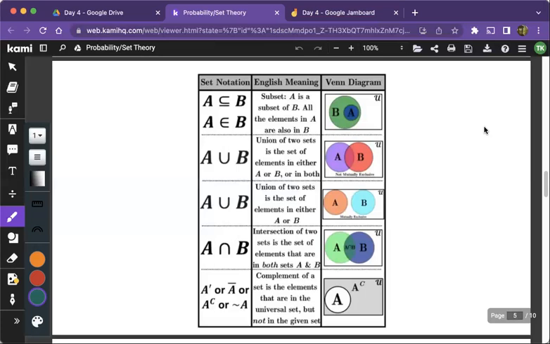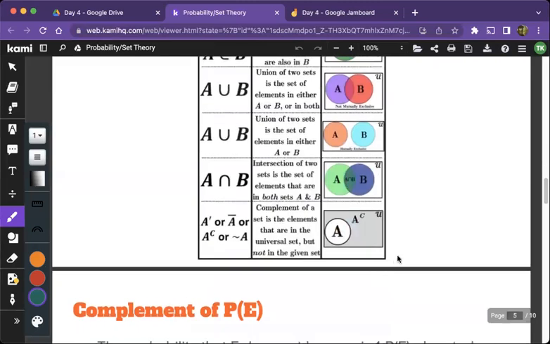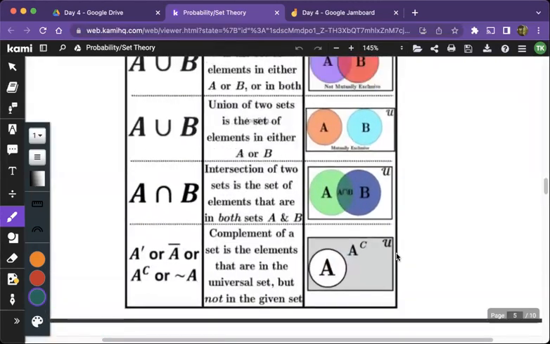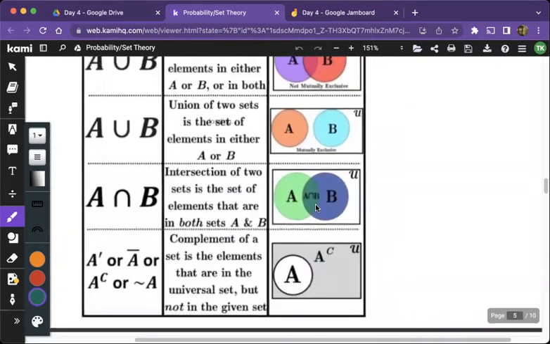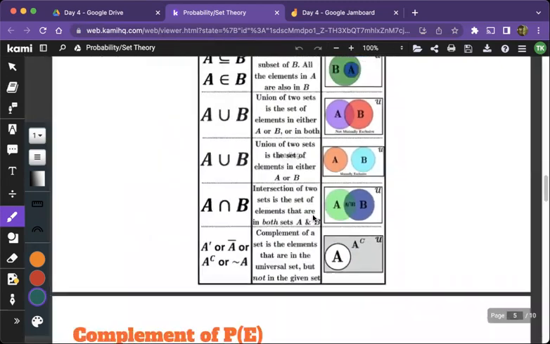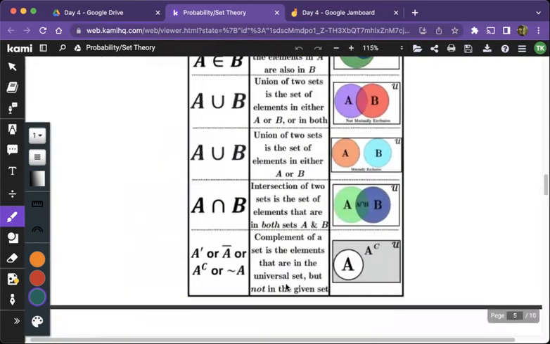A intersection B, or A and B, means the intersection of two sets is the set of elements that are in both sets A and B. So right here, I'm going to zoom in. A and B is this little area right in the middle. It has to be both. It has to be both. And then complement is a set of elements that are in the universal set, but not in the given set. So you have set A over here in white, and it's everything else that's not involved in that set.